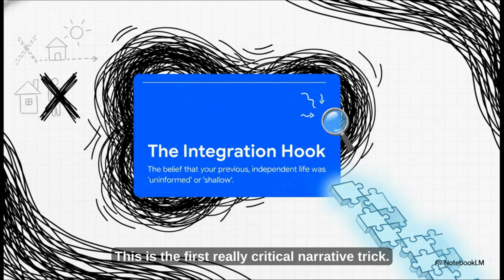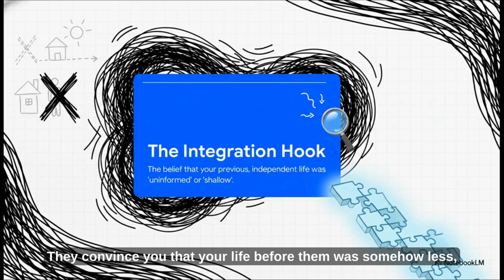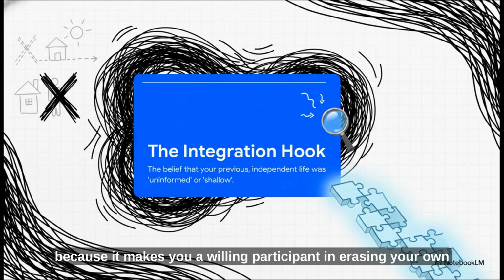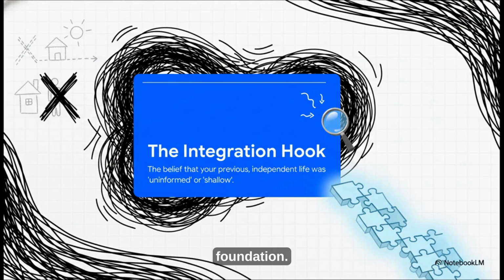And the process often kicks off with something called the integration hook. This is the first really critical narrative trick. See, the controller doesn't just attack your past, they reframe it. They convince you that your life before them was somehow less, uninformed, shallow, maybe incomplete. Your entire history gets devalued, which makes this new, shared reality feel like a massive upgrade. It's a really clever setup because it makes you a willing participant in erasing your own foundation.